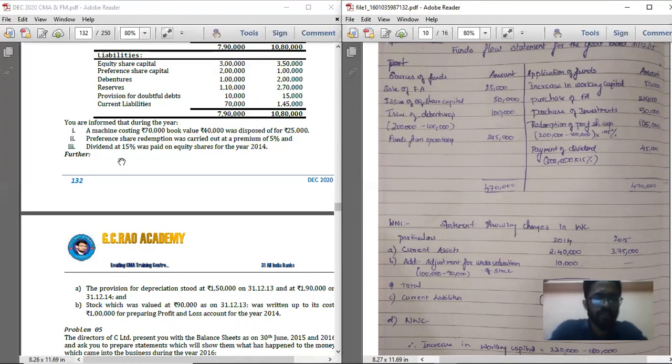Next, they have given dividend at 15%. On the original capital you should calculate, that is 3 lakh. So 3 lakh into 15%, that is the payment of dividend. Put it in the application of funds. Point number 3 is over.